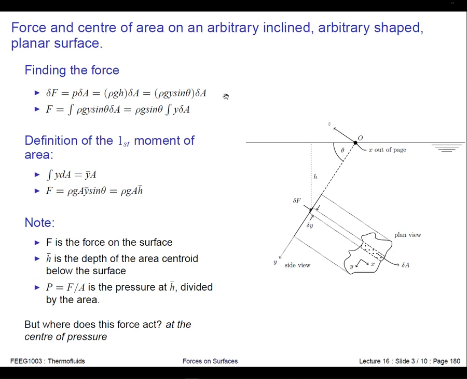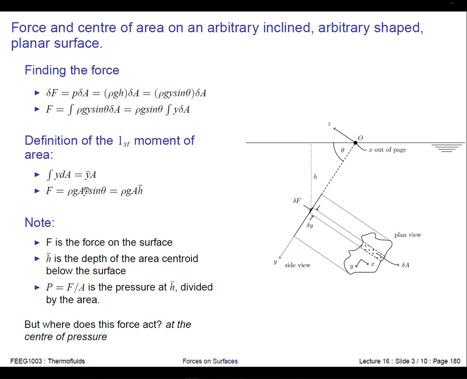Then, to work out the total force on my plate, all I have to do is integrate all of my elemental forces. I do that here, and then I think about this: the density is constant, so I can take that out, gravity is constant, so I can take that out, and sine theta is constant because it's a planar surface. So I end up with this equation here. Okay, and the general way to do this is effectively the definition of the first moment of area. You probably know this from solid mechanics.